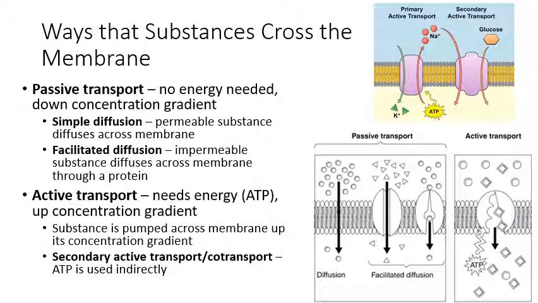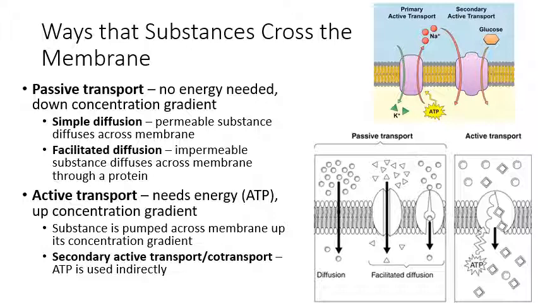Active transport is kind of the opposite thing. The cell always needs to spend energy to do active transport, usually in the form of ATP. So active transport costs ATP, and you're always moving a substance up its concentration gradient. So you're taking it from the side of the membrane where you have less of it and moving it to the side where you have more. And then we have subtypes for each of those types. For passive transport, the subtypes are simple diffusion and facilitated diffusion.